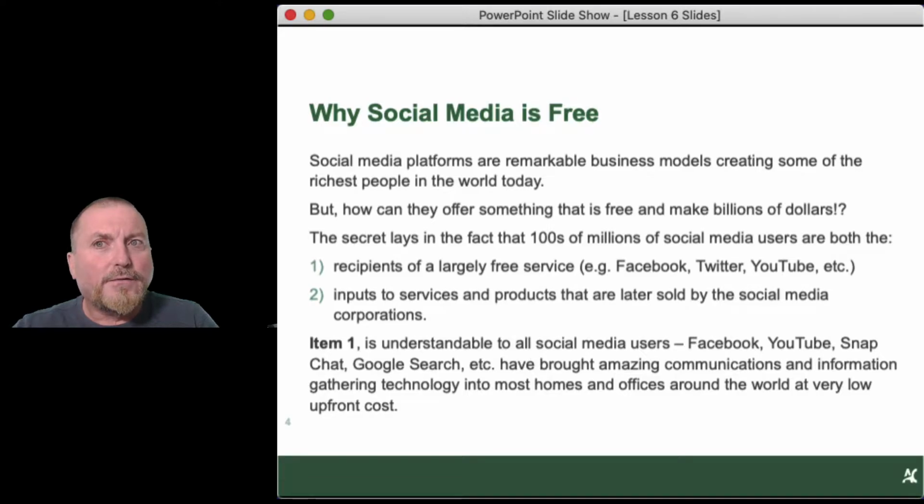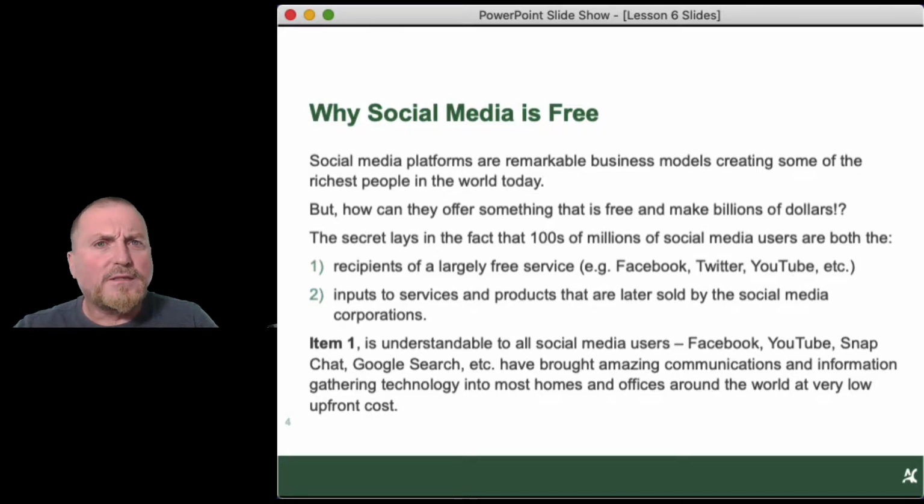But the secret lies in the fact that hundreds of millions of social media users are both the recipients of a largely free service, Facebook, Twitter, YouTube, not totally free, there are some incremental charges, but basically it appears to be, hey, this is great. It's like a public good provided by the government. I don't have to pay for it. But at the same time that they're active on social media, they're actually giving the social media companies things that make them very wealthy companies, and that is inputs. You're giving them your data as inputs to services and products that are later sold by the social media corporations. That's how they make money.